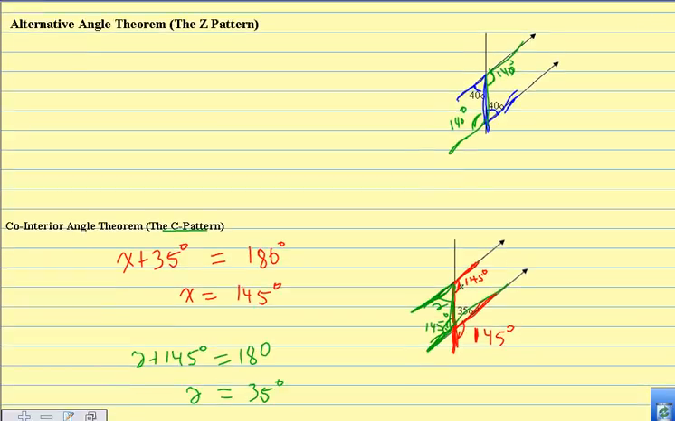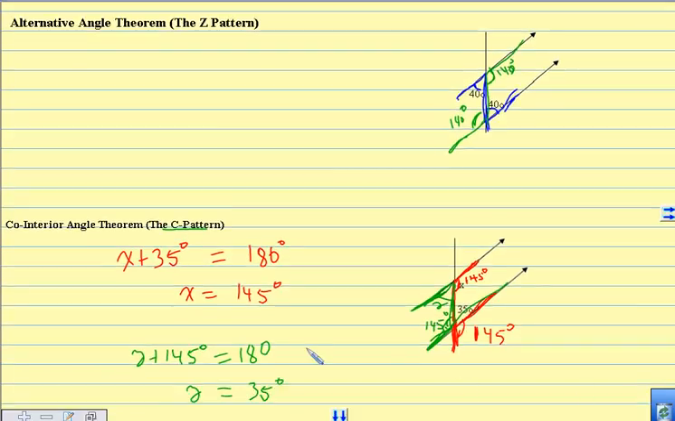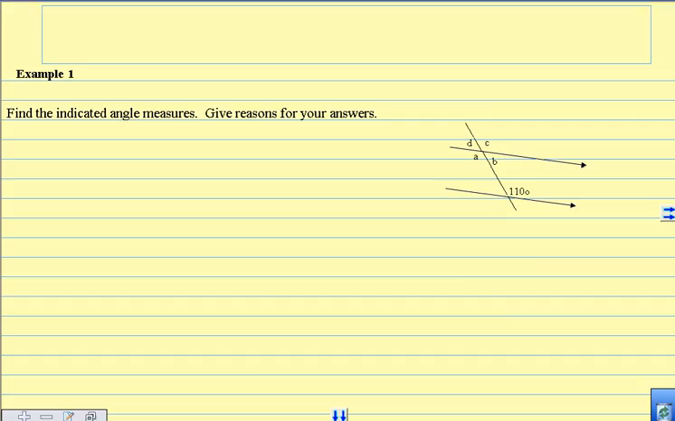Okay, welcome back. In the last two videos, we went over some rules for angles whenever we have parallel lines and transversals. And now we're going to use those to solve some problems. So moving on here, we're going to do a couple examples.